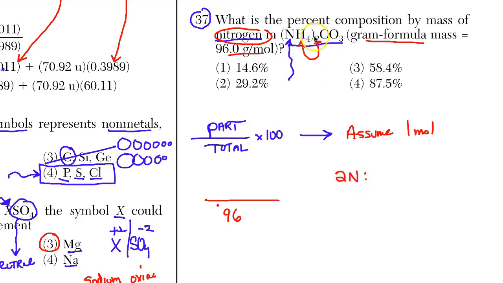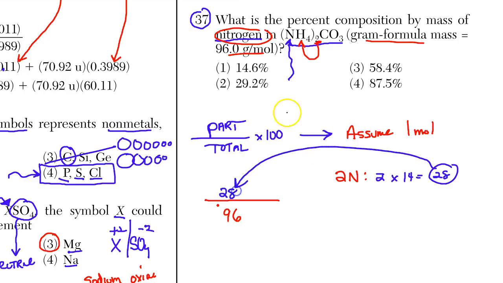Each one is 14. We have 2 of them, though. Don't forget that the subscript 2, not a Roman numeral, means 2 of everything inside. Like if I wanted hydrogens, it'd be 2 times 4 is 8. 2 times 1, so it's 2 nitrogen. So it's 2 times the 14, and that's going to equal 28. And that 28 is the part that they were asking for. They said the percent by mass of nitrogen in that. We're assuming 1 mole, so the grams for 1 mole is 96 grams. And if I have 1 mole of this, there's going to be 2 moles of N. So it's this 28 divided by 96 times 100.